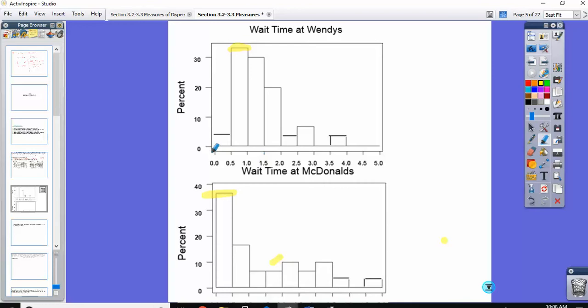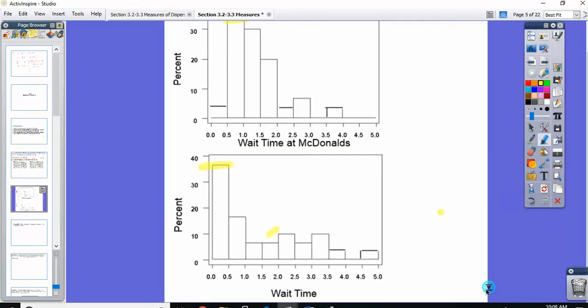Do you notice anything about those? Wendy's, we start at 0 and end at 4. The McDonald's one starts at 0 and ends at 5. So McDonald's is a little more spread out, isn't it? Even though the means were the same, it looks like Wendy's might be a little more consistent in the amount of time. Most everybody is grouped kind of right here, whereas McDonald's, if you don't get waited on immediately, you could pretty much be anywhere between 0.5 and 5.